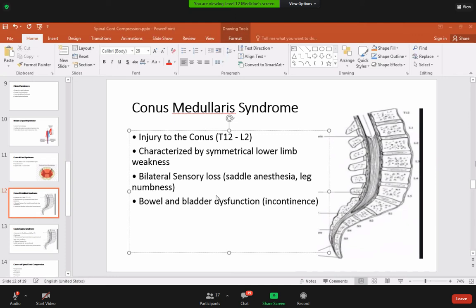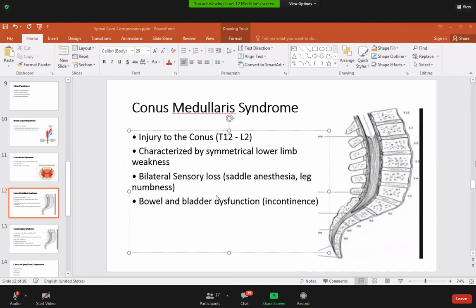Okay, so injury to this conal region, or this conus medullaris, causes symmetrical lower limb weakness. Both of the lower limbs are paralyzed or undergo paresis bilaterally. There is bilateral sensory loss, and the sensory loss in the area where you sit, the area of the ischium and around that area, we call saddle anesthesia.